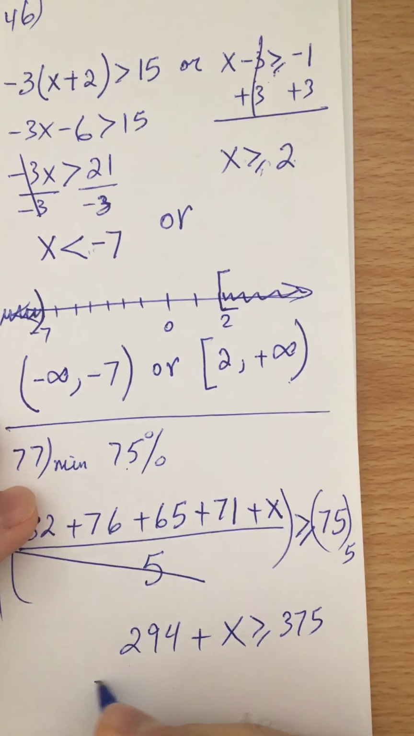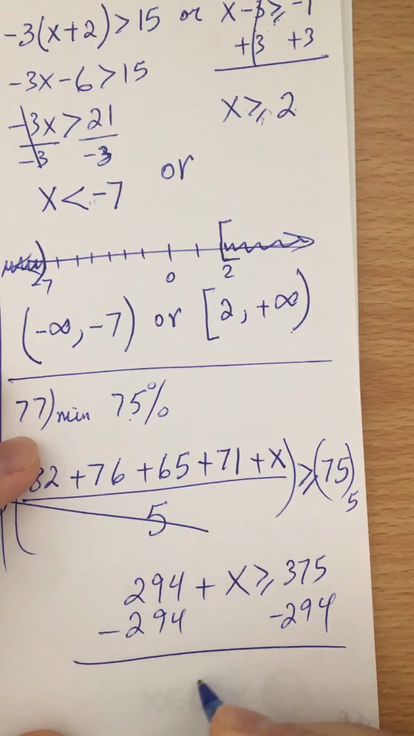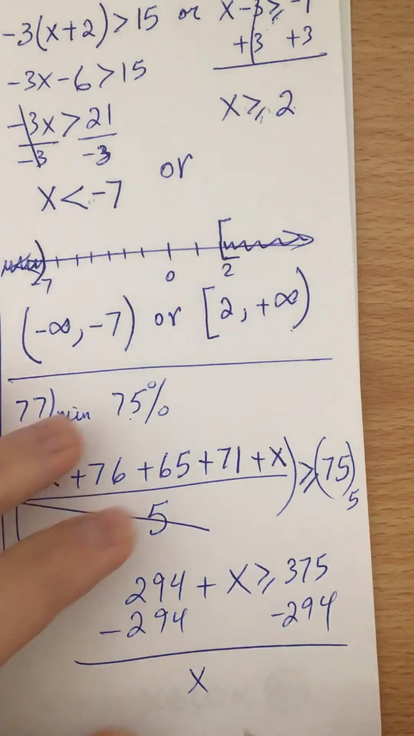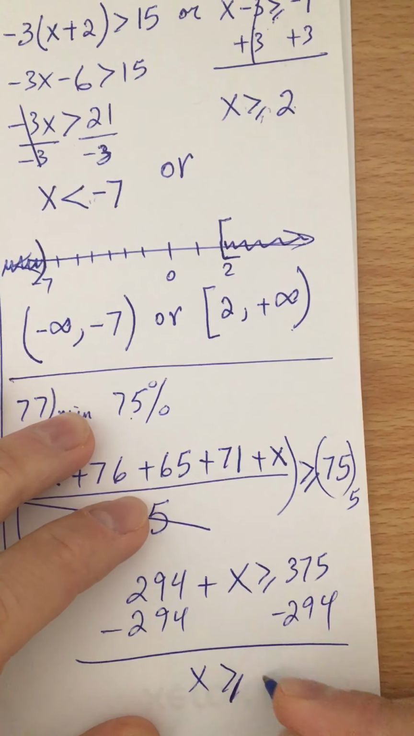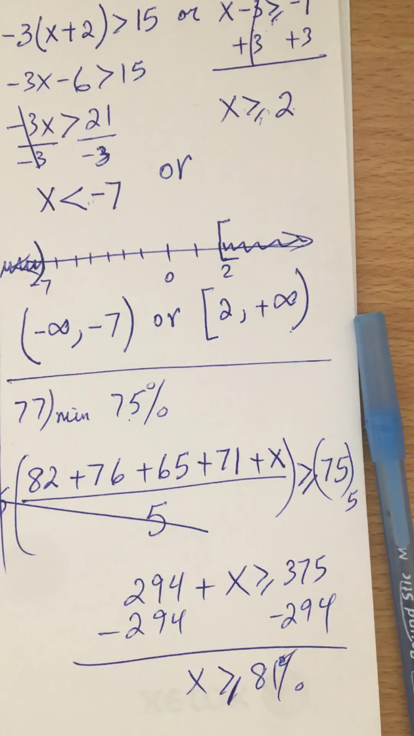So I just solve. I subtract 294 from both sides. So x turns out to be 81%. So Jacques has to get a minimum of 81%, hopefully more, but a minimum of 81% on his next test in order to stay in the program and keep his scholarship. Okay? All right, so that was a little bit of inequalities. Let's move to absolute values, which is section 1-3.